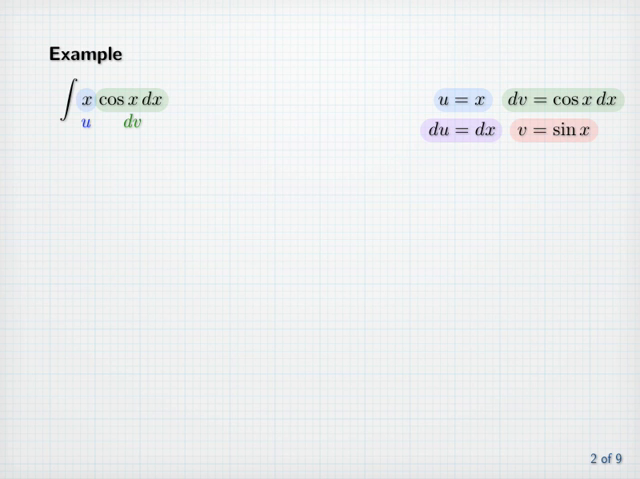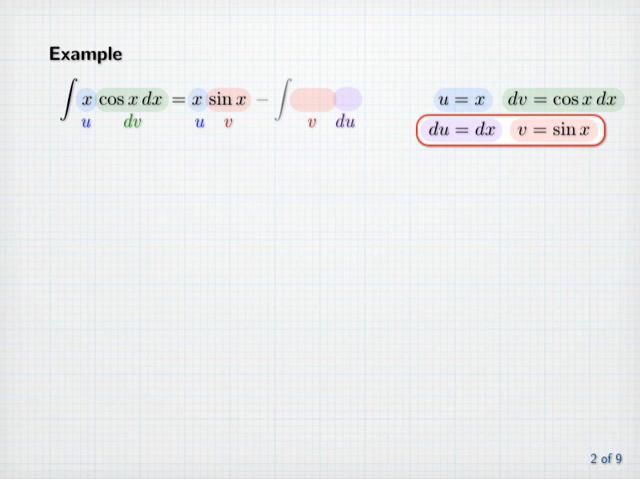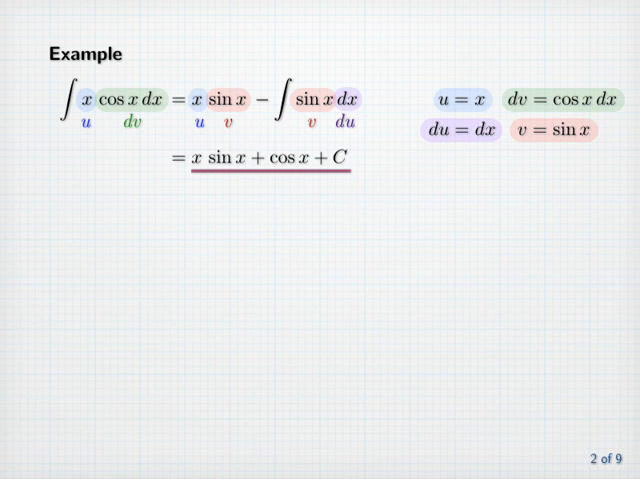So the integration by parts formula tells us to write down u times v, which is x times sine x, minus the integral of v times du, which is the integral of sine x dx. So we've exchanged a difficult integral for an easy one. We end up with x times sine x plus cosine x plus c.